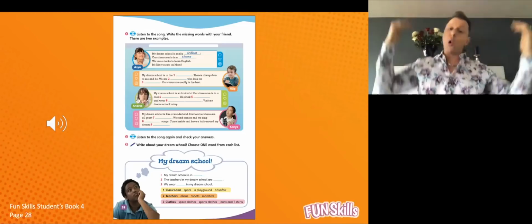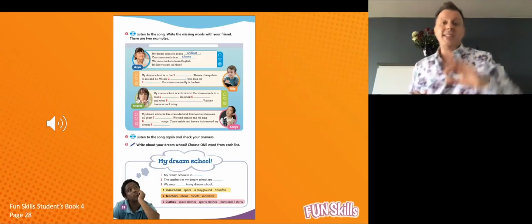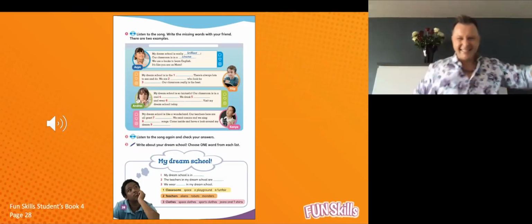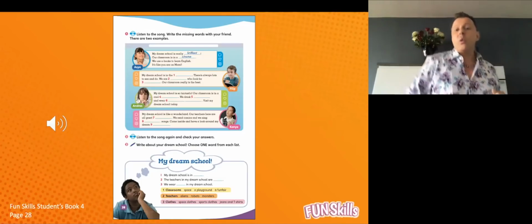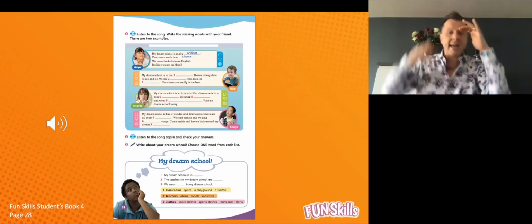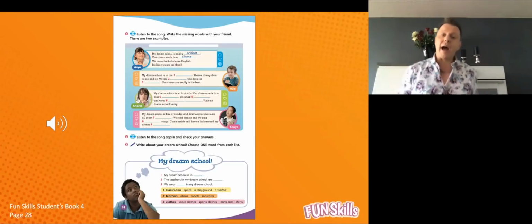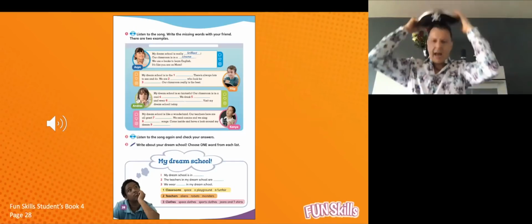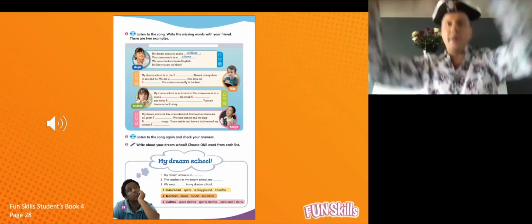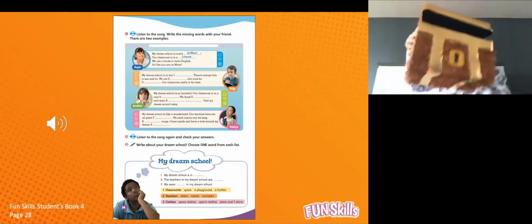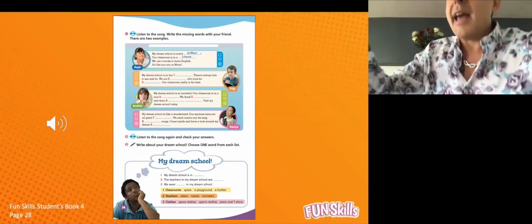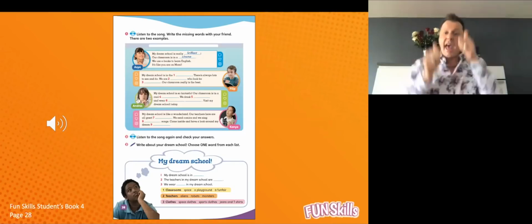My dream school is in the jungle. There's always lots to see and do. We are pirates who look for treasure. Our classroom really is the best.